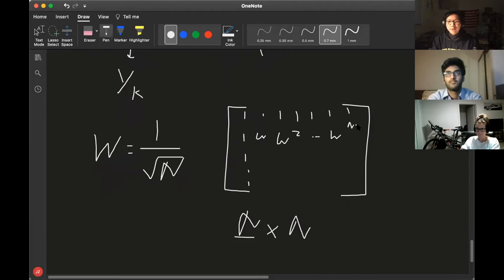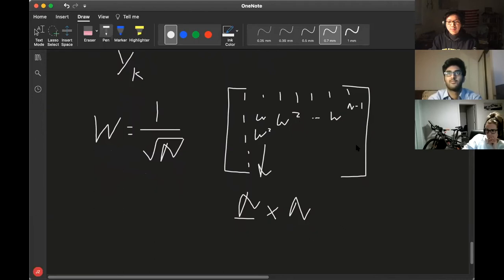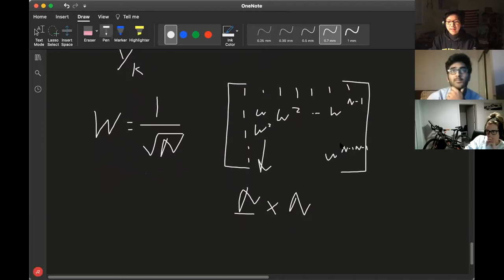So you can see that the pattern on the row and column here are identical. In the furthest corner, it'd be n minus 1 times n minus 1. And then this would be omega squared times n minus 1, and this would be omega cubed times n minus 1. And this would depend on the size of n, how many data points you have.